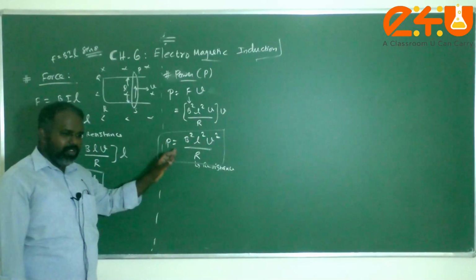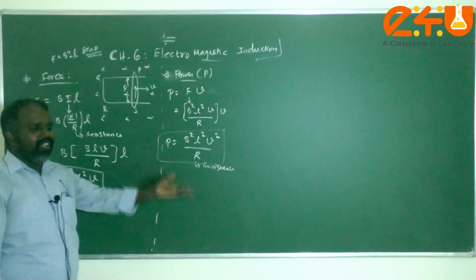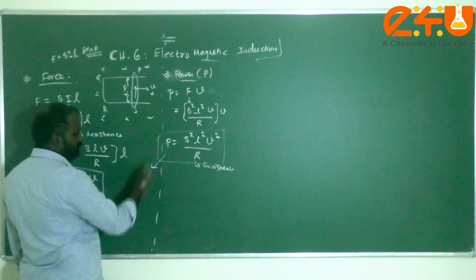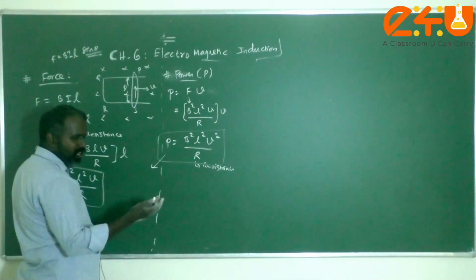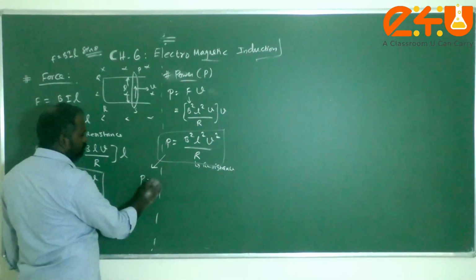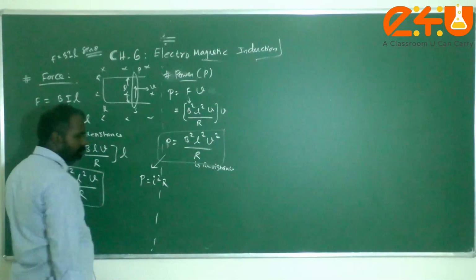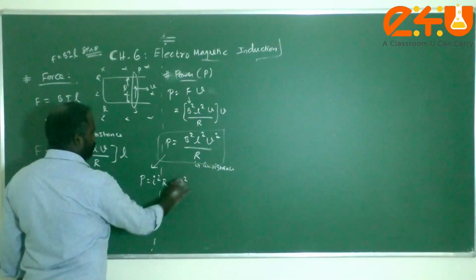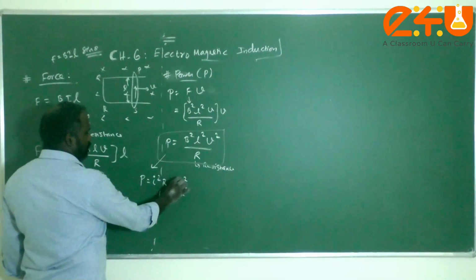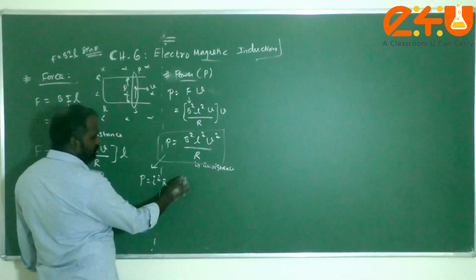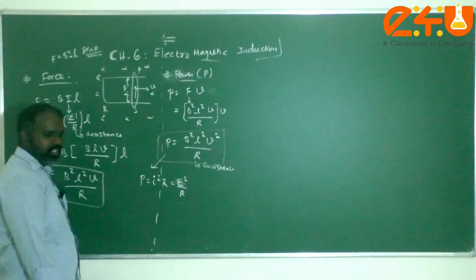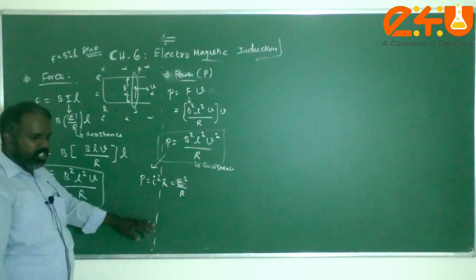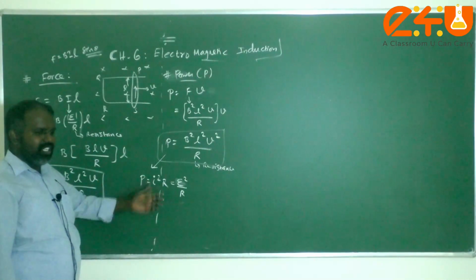This is the mechanical power, which will be equal to the electrical power. Yes, we already discussed the formula for electrical power in current electricity: P is equal to I square R, that is equal to V square by R, voltage by resistance. Here voltage is nothing but EMF. This much mechanical power only will be converted into electrical energy.